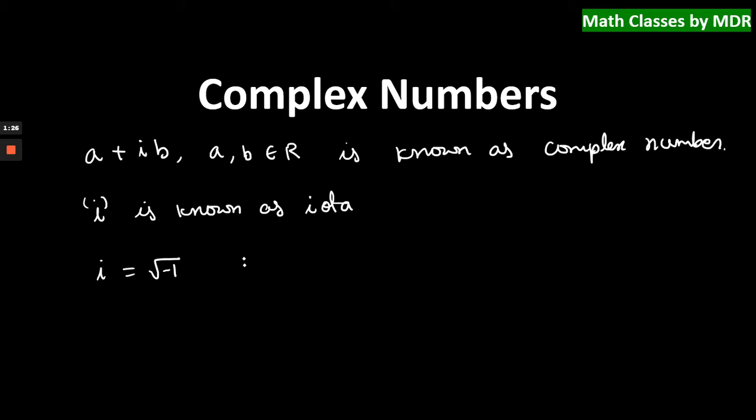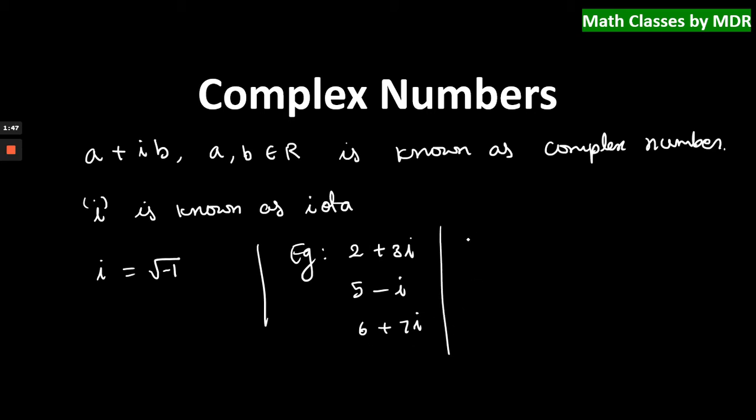For example, 2 plus 3i or 5 minus i or 6 plus 7i, right? All these are complex numbers. Complex numbers do not need to have both a and b; even simply 2 plus 0i is also known as a complex number. 2 plus 0i is nothing but 2. That means all the real numbers are also complex numbers.